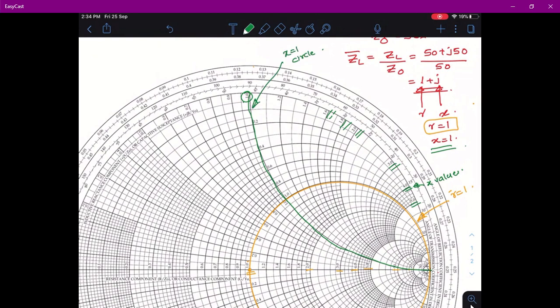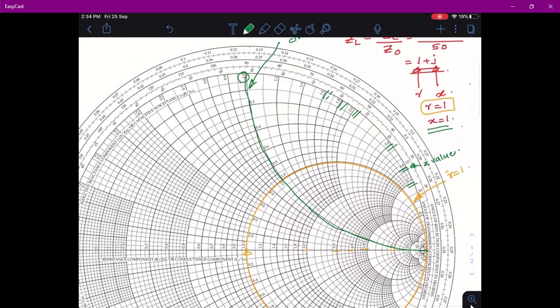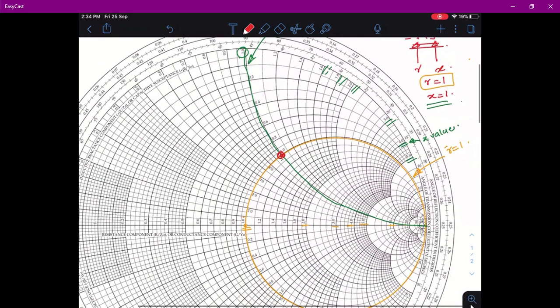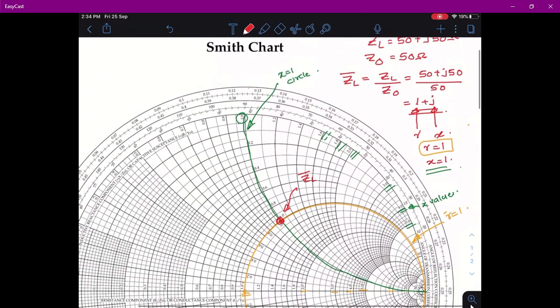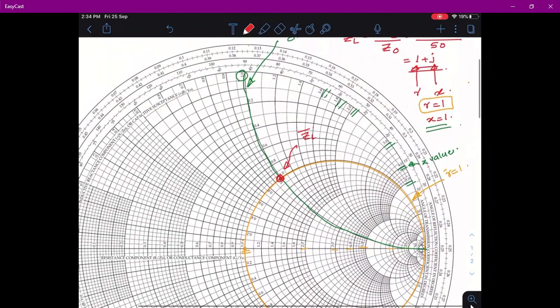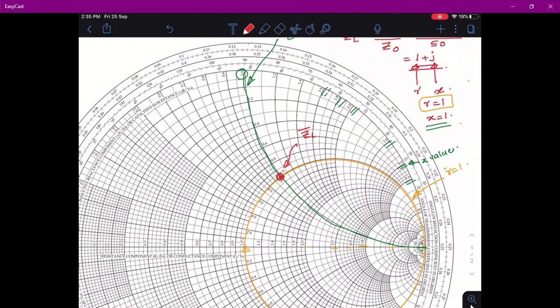Okay. Now if you want to mark the impedance, you see that 1 plus J is the point at which R equal to 1 and X equal to 1, and that point is the intersection of both of these, which is this. You can see that there is a 1 here and 1 on the other side. So that is the point Z bar. So this is how you mark an impedance in a Smith chart.